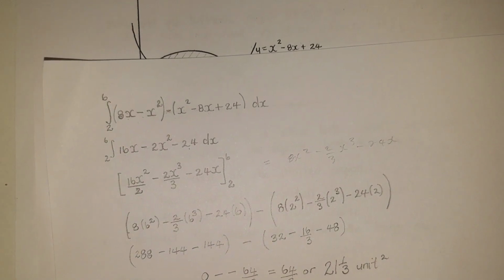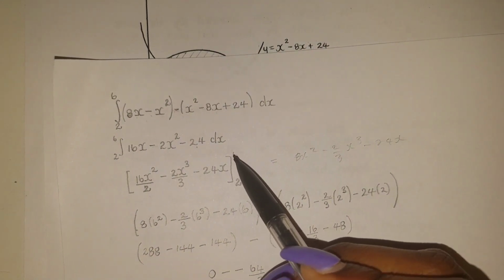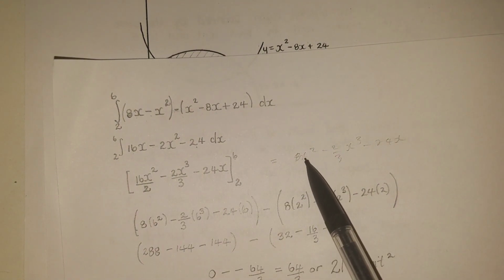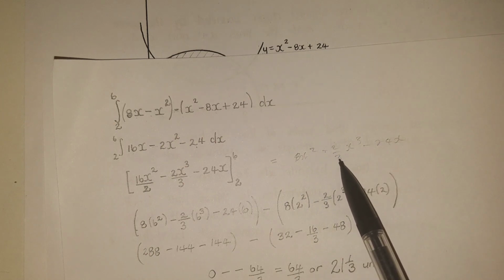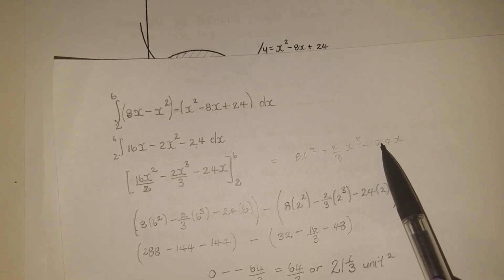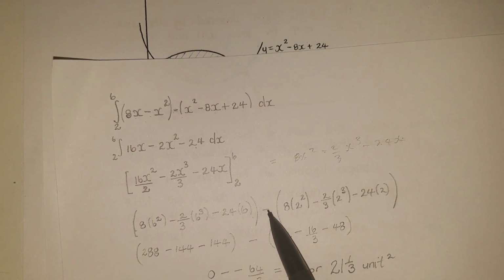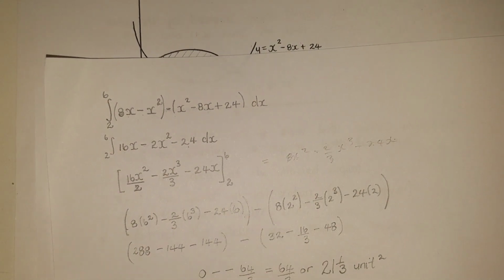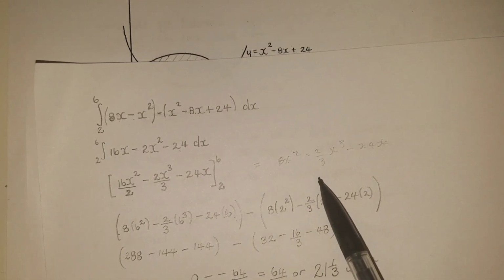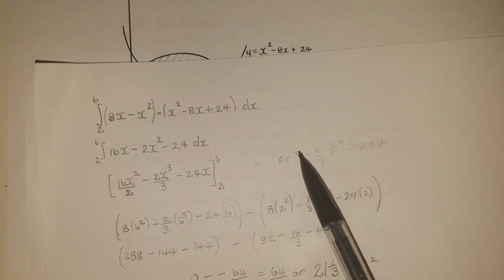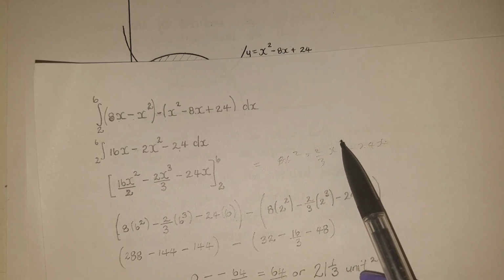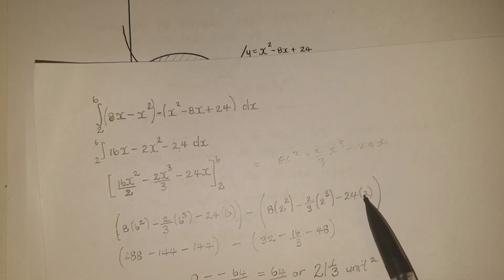So now let's plug our limits. First we're going to plug our upper limit, which is 6. So we have 8 times 6 squared minus 2 over 3 times 6 cubed minus 24 times 6 in our upper bracket. Negative sign in the middle, minus sign. Now for the lower limit, 8 times 2 squared minus 2 over 3 times 2 cubed minus 24 times 2.